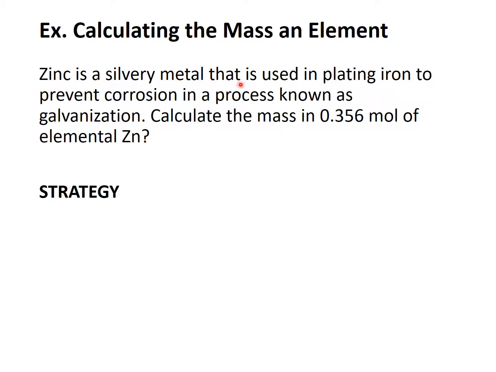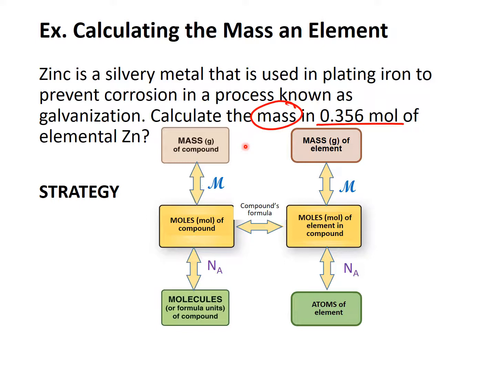Zinc is a silvery metal that is used in plating iron to prevent corrosion in a process known as galvanization. In this example, we are asked to calculate the mass of zinc given the number of moles of zinc. So the strategy we're going to use is we're given the number of moles of zinc, and we're going to use the molar mass, therefore, to calculate the mass of zinc. So again, we're going from the number of moles to mass using the molar mass.